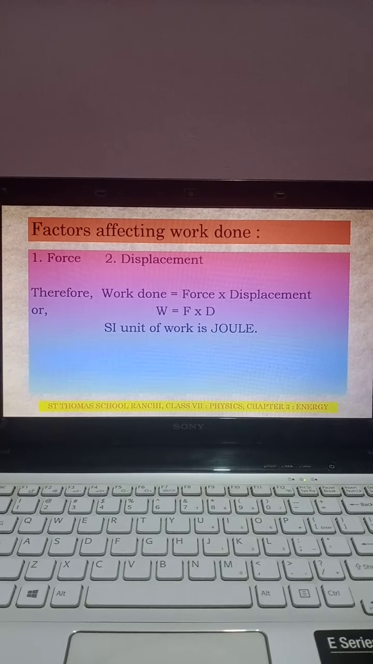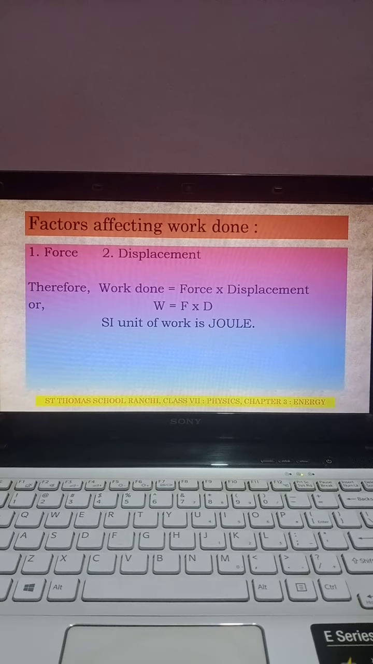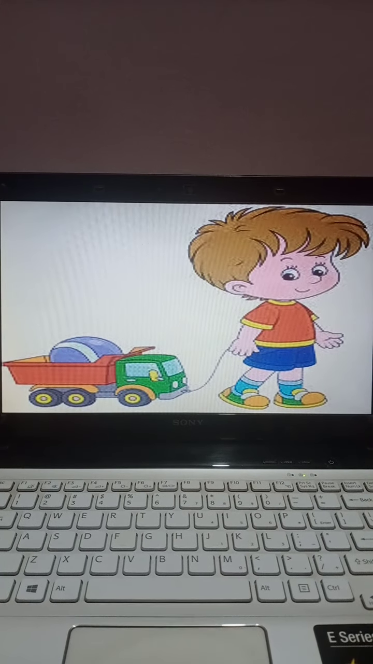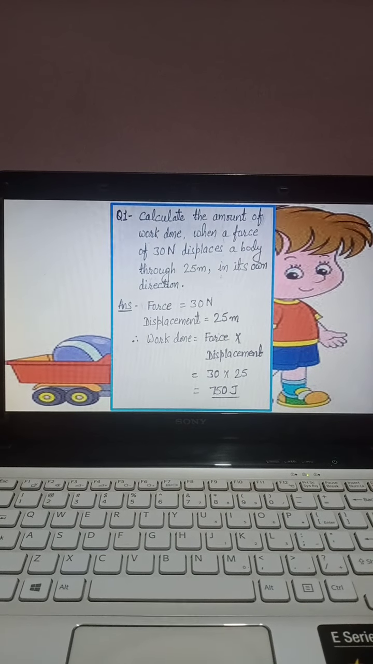Next, what is the unit for the work done? So the unit of work done is joule. Now we are going to see the numericals. So here we have the first numerical.